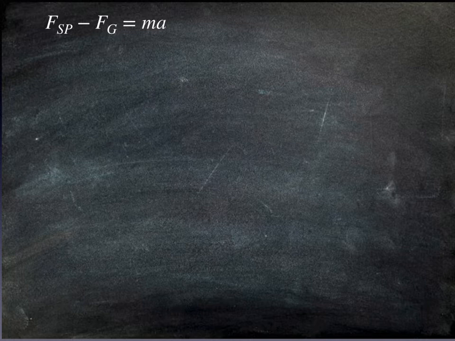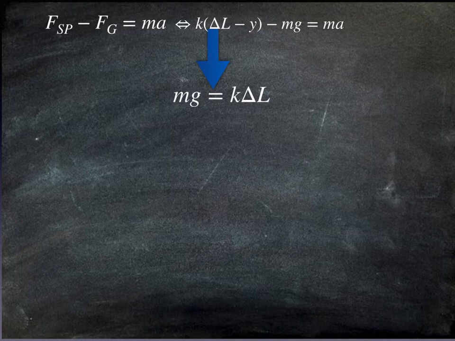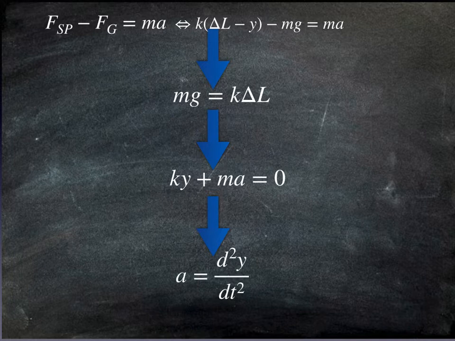Substituting these two forces, but also acknowledging that mg equals k times delta L, which we found from the equilibrium point, we notice that the term mg cancels out from the left and right of the equation. That leaves us with k times y, which is the displacement, plus mass times acceleration equals 0. If we further substitute acceleration with what it is, the second derivative of the displacement with respect to time, then we get a very important equation.